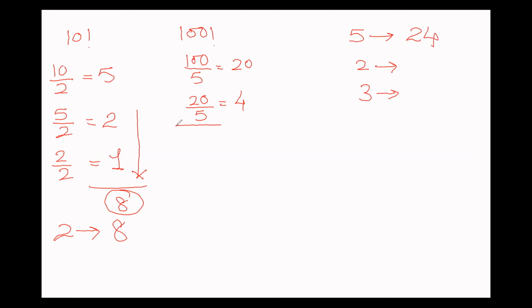Let's calculate the number of 2s. 100 by 2 will be 50. 50 by 2, 25.